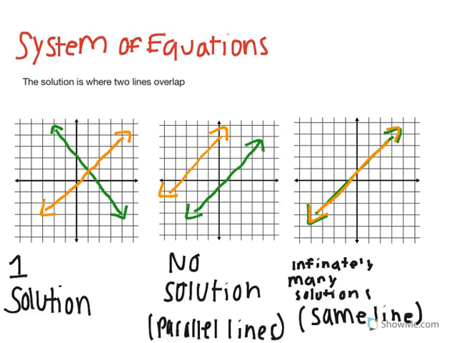There's also a scenario of no solution. These are parallel lines. That means they run next to each other parallel and they will never cross. They have the same slope. And infinitely many solutions means that the two equations are the same line and they overlap on every single point ever.